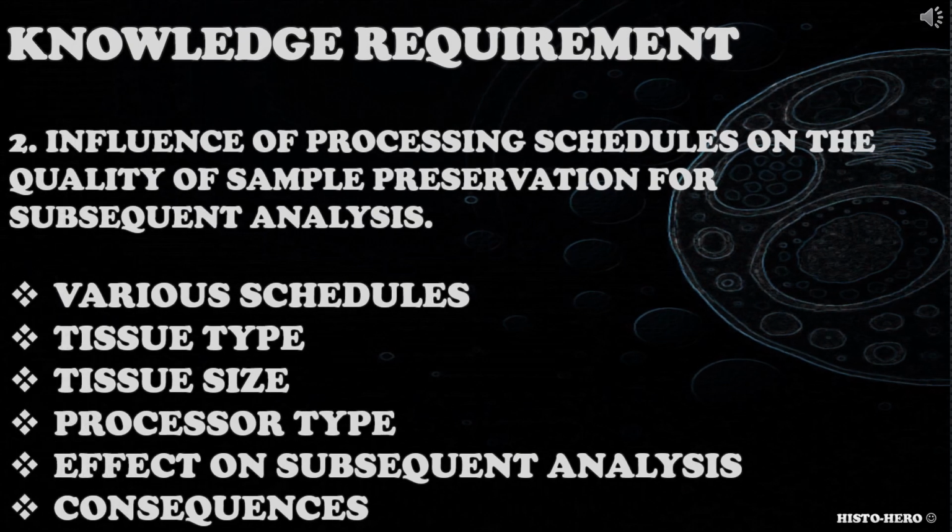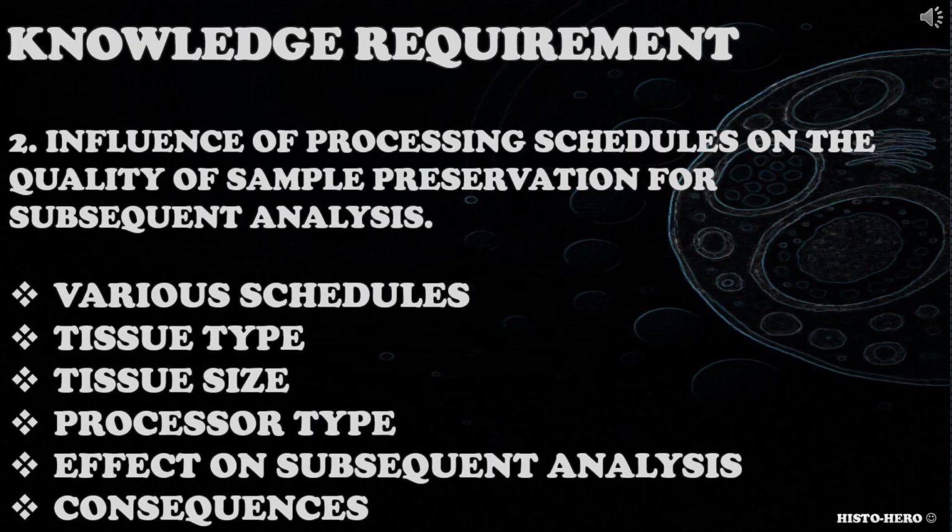The second knowledge requirement is for you to know the influence of processing schedules on the quality of sample preservation for subsequent analysis. What processing schedules do you use in your lab, and why? Consider this from the tissue type point of view, like fatty or routine tissue, from the sample size point of view like biopsy or resection, from the instrument type point of view like conventional, automated and microwave-assisted processors, effects of processing on subsequent analysis, consequences of poor processing.